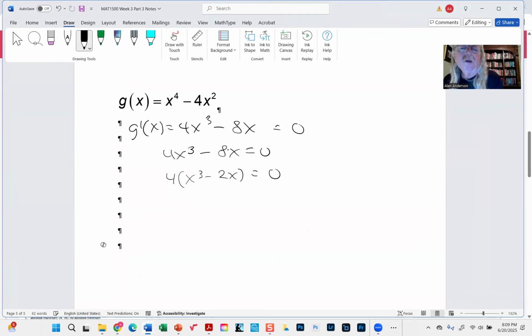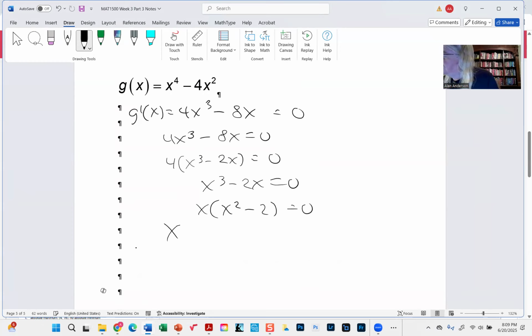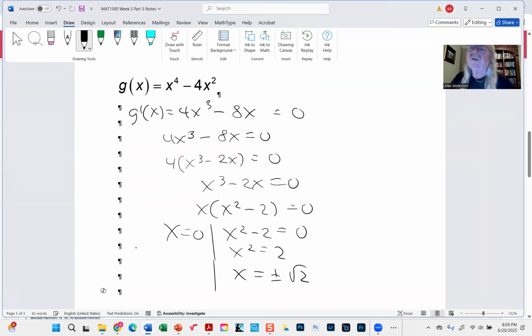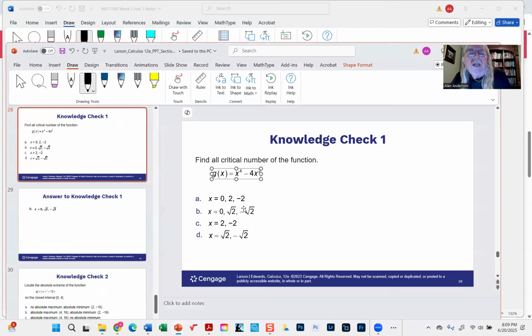So we can divide out the 4, factor out an x, and then that tells me that x equals 0 and x squared minus 2 equals 0, x squared equals 2, which implies that x equals plus and minus radical 2. So we have 3 critical numbers: negative radical 2, positive radical 2, and 0. And that would be B.